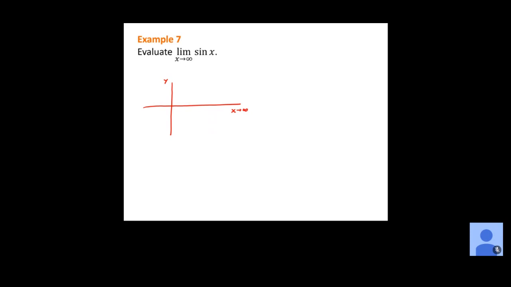Does not exist. Okay, so this one right here does not exist because we're oscillating between two different values, -1 and 1, right? There's no specific value. There's no horizontal asymptote, right? And that's what a limit at infinity would represent. Since we don't have a horizontal asymptote, there's nothing we're approaching. We just have to say that this limit does not exist now. Okay. Any questions on that one?